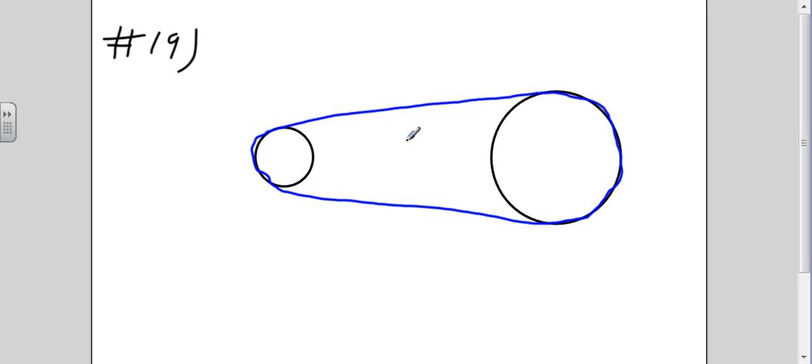All right, so that looks good. And we're going 1250 RPM on the little guy. All right, and we have 2 centimeters. Okay, and the big guy, B, we have 8 centimeters.